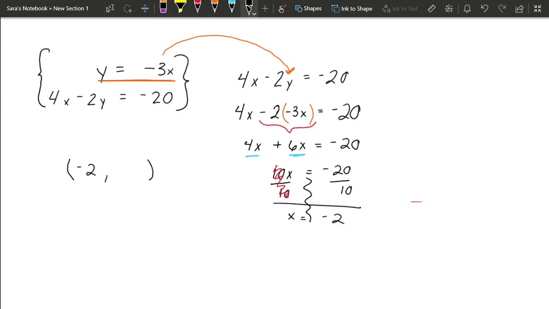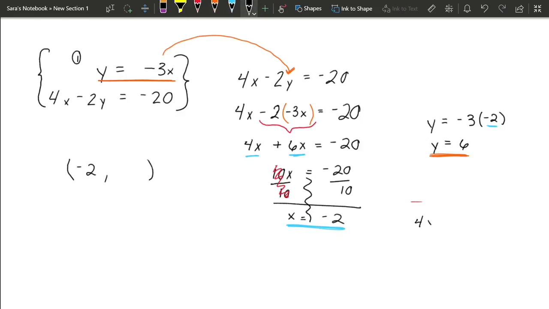Now we want to solve for y. We are going to plug in negative 2 for x in the first equation. We get y equals negative 3 times negative 2. This will give us our y value of 6.